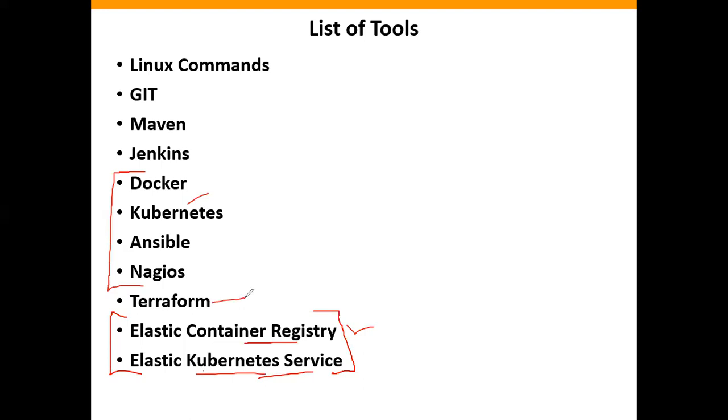Terraform commands are not the same for all clouds. It is different for each cloud. In Azure DevOps, we don't need to use Jenkins and Maven, but here in AWS, we need to use those things also. And Git and Linux commands are the same.